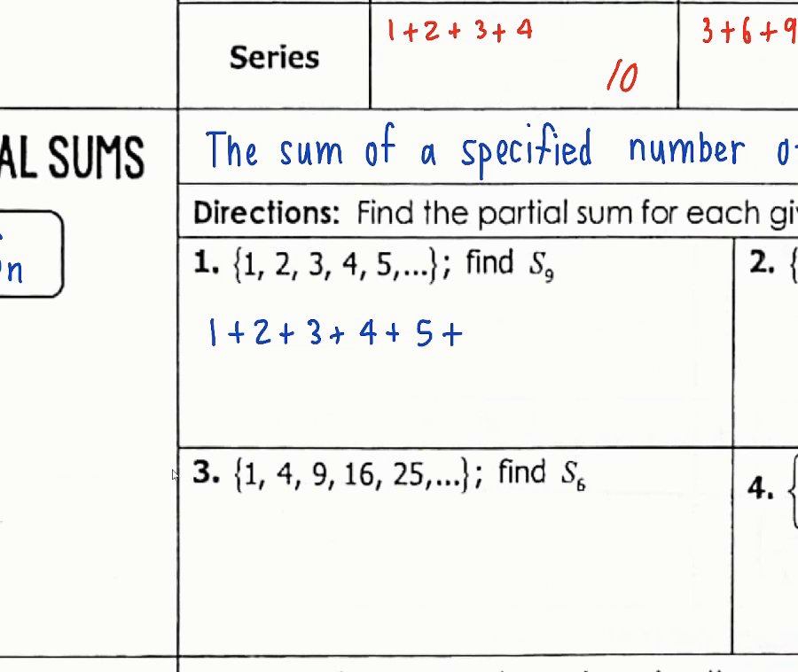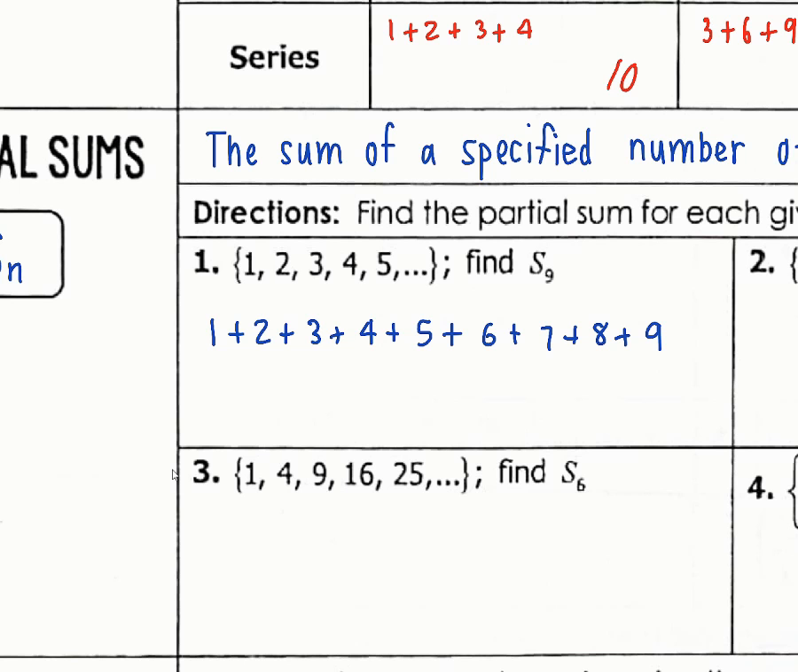Do we know the 6th? Pretty obvious, right? What's the 6th? It's 6. What's the 7th? It's 7. What's the 8th? 8. And then finally, what's the 9th? 9. So here's my sum of this sequence all the way through the ninth term.